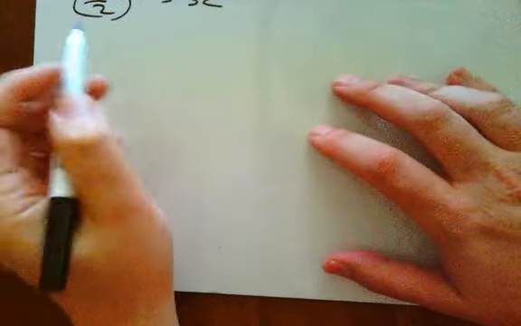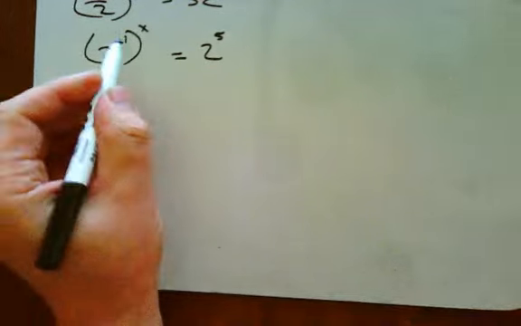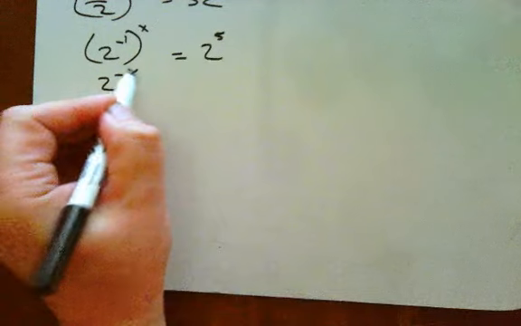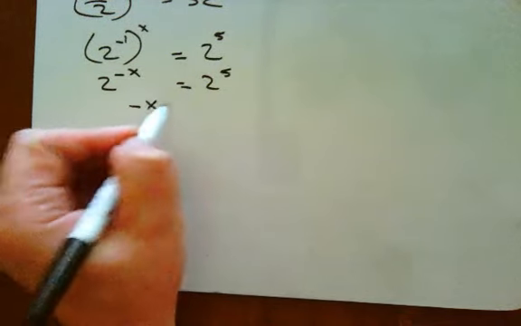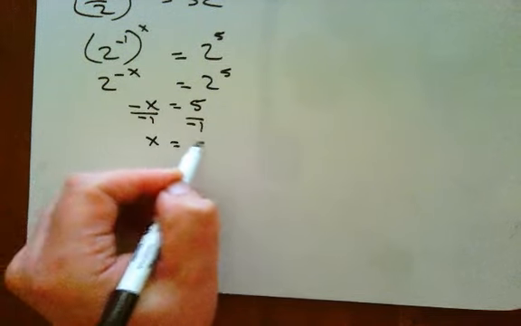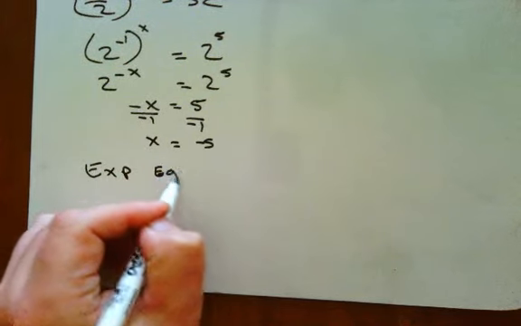1/2 to the x equals 32. Remember, you want to write so that both sides have the same base. Well, I think about this one as 2 to the negative 1 raised to the x and 2 to the 5th. When I raise a power to a power, I'm supposed to multiply those powers, and so I get 2 to the negative x equals 2 to the 5th. With the 1-to-1 property, I know that negative x equals 5, and if I divide both sides by negative 1, x equals negative 5.